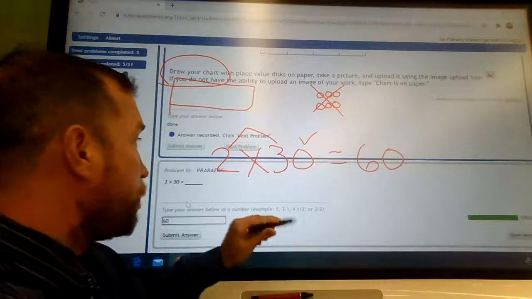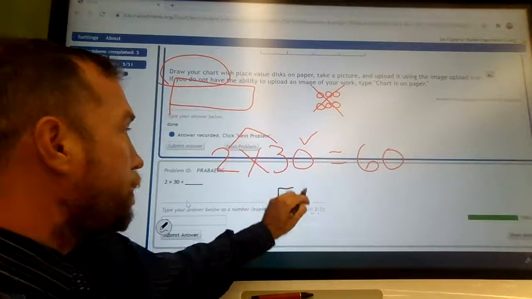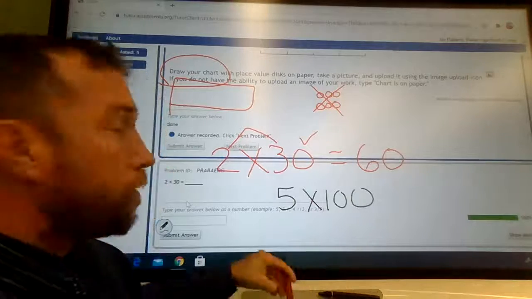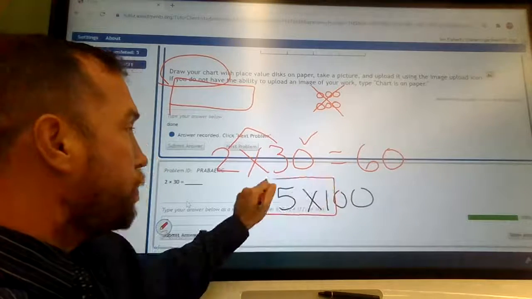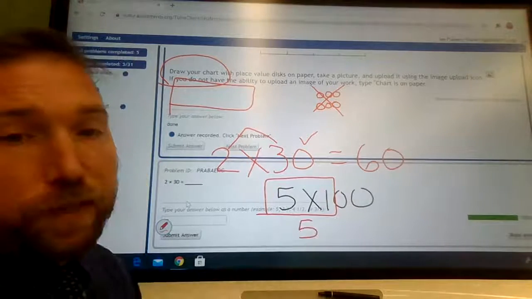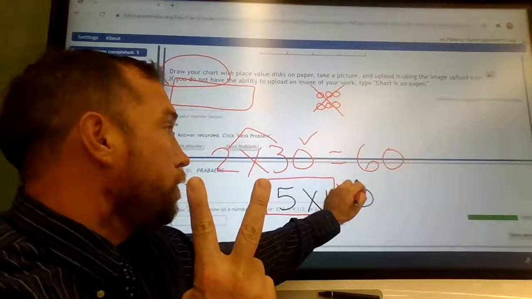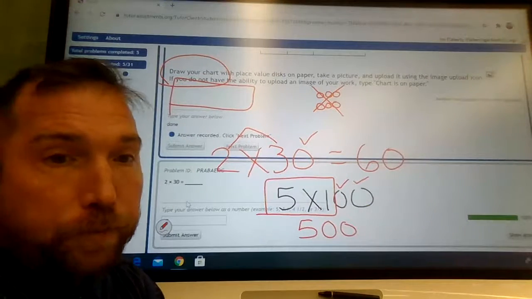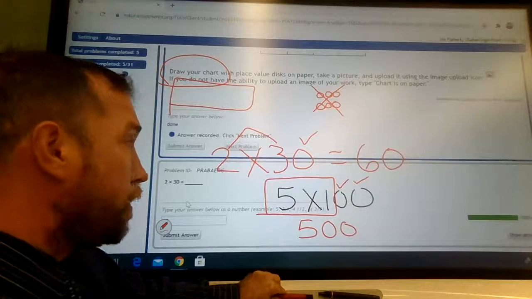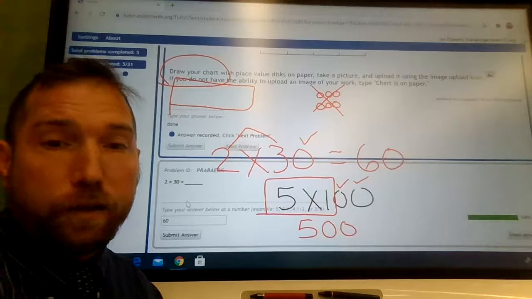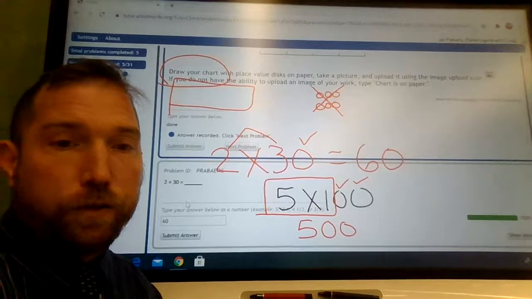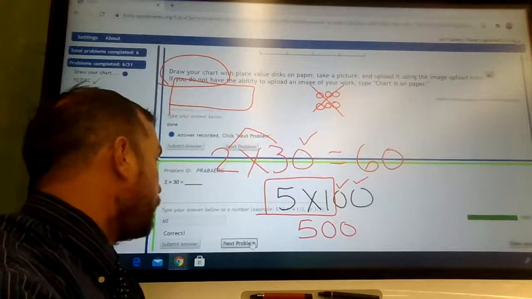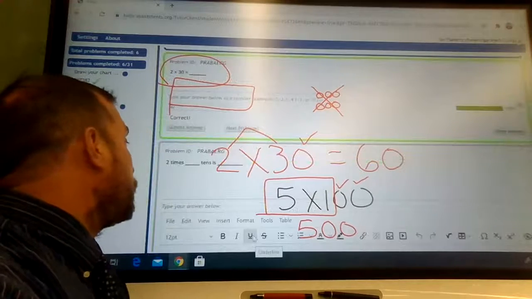Right? On Friday, it was just something like 5 times 100. Again, same idea. You did the 5 times 1, which is 5. And then you just have to count the zeros. 1, 2 zeros, 1, 2 zeros. Okay? That was basically Friday, and then today is just going to be a little bit harder. And I'll kind of show you the next one. Again, then you go and you submit your answer. It tells you I'm correct, and then the next problem.